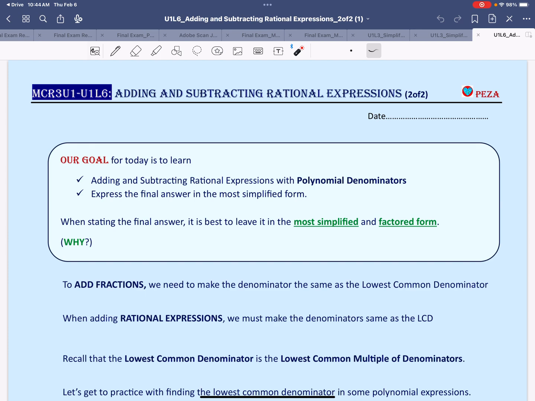Recall that when stating the final answer, it is best to leave it not only in the most simplified but also factored form. The reason is that through factored form, we're able to simplify rational expressions, and where we have completely factored, we have checked all the possible factors and ensured that the final answer is indeed in the most simplified form.